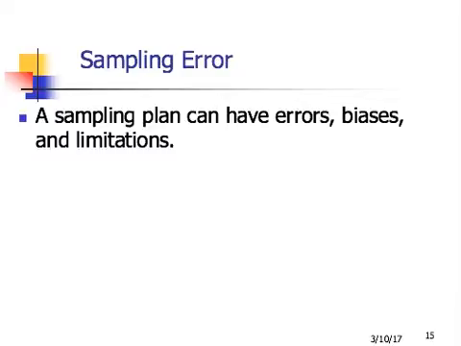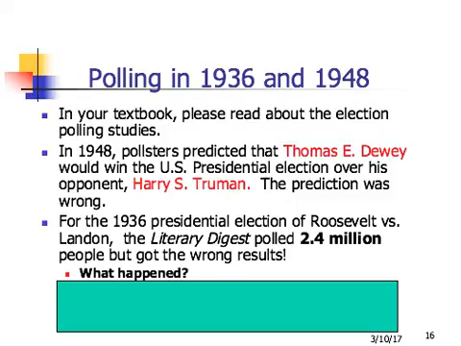Well, let's take an example first. In presidential elections, we have some examples. I mentioned the 1948 pollsters who predicted that Dewey would win the presidential election over Truman, and that was incorrect, and I mentioned why. We have some even more interesting results from the 1936 presidential election of Roosevelt versus Landon. Apparently the Literary Digest polled 2.4 million voters, or people at least, and even with that many people, they got the wrong results. So what happened? Well, they sampled a certain type of person.